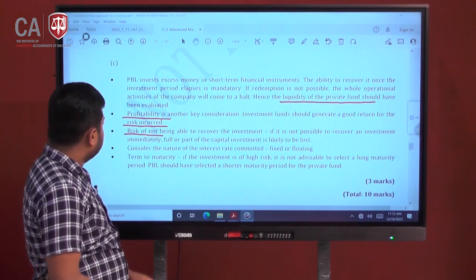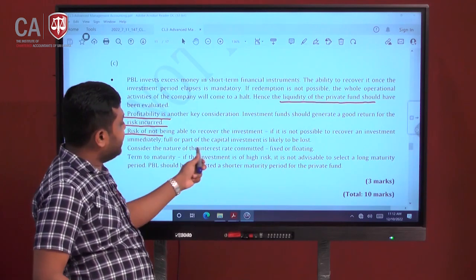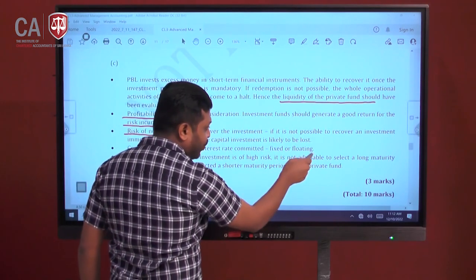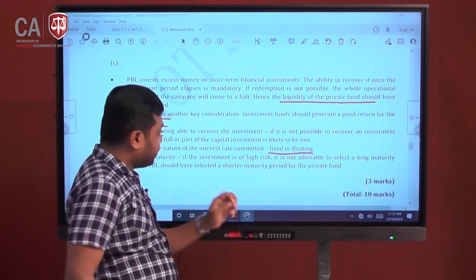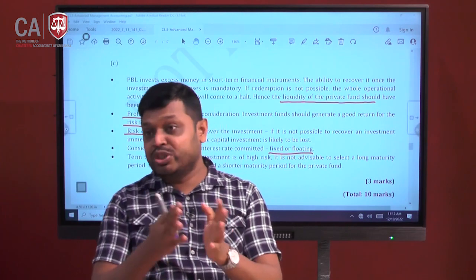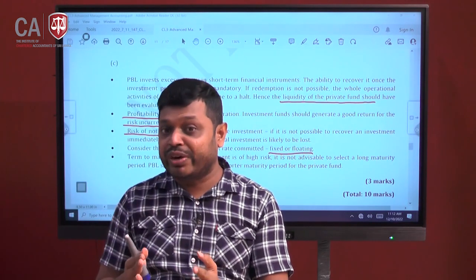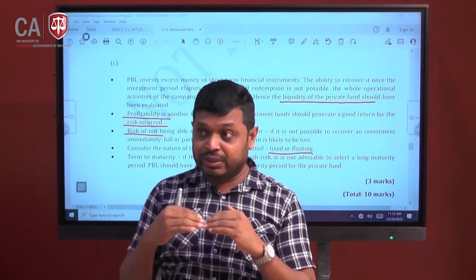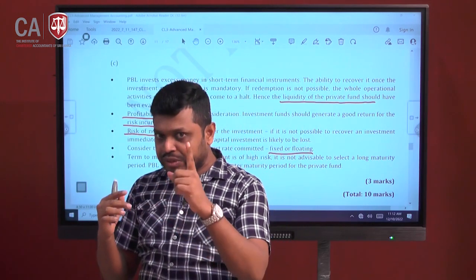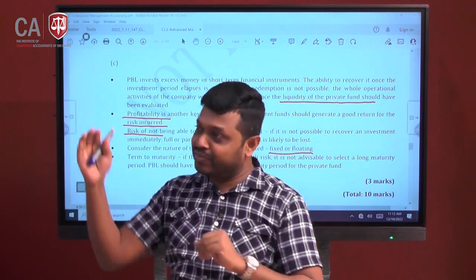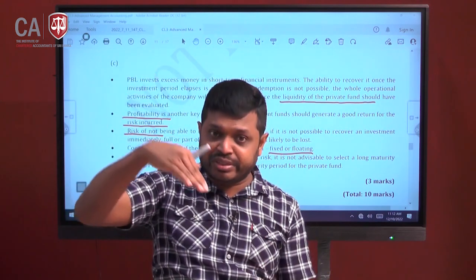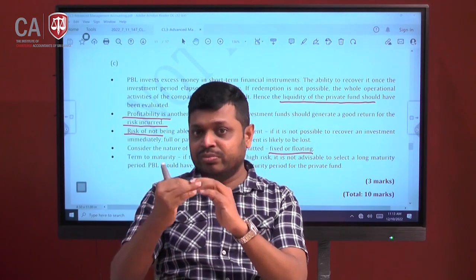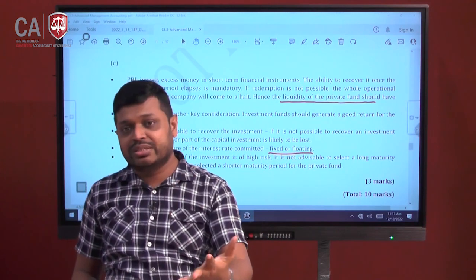Then consider the nature of the interest rate committed, fixed or floating. You have to consider fixed or floating, because in some situations the fixed interest rate is more favorable, and in some situations the floating interest rate is favorable. In the current situation, it is preferred to have a fixed interest rate. If the interest rate is now at the peak and is coming down, then you will lose. Therefore, it is better if you keep it fixed now.